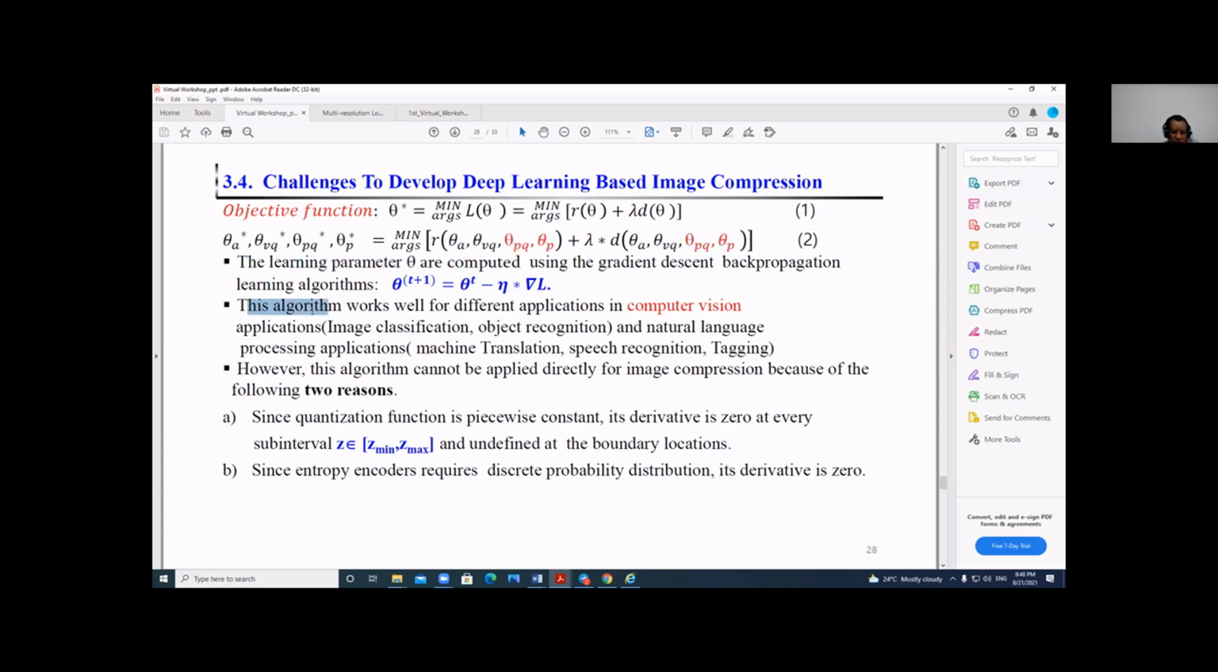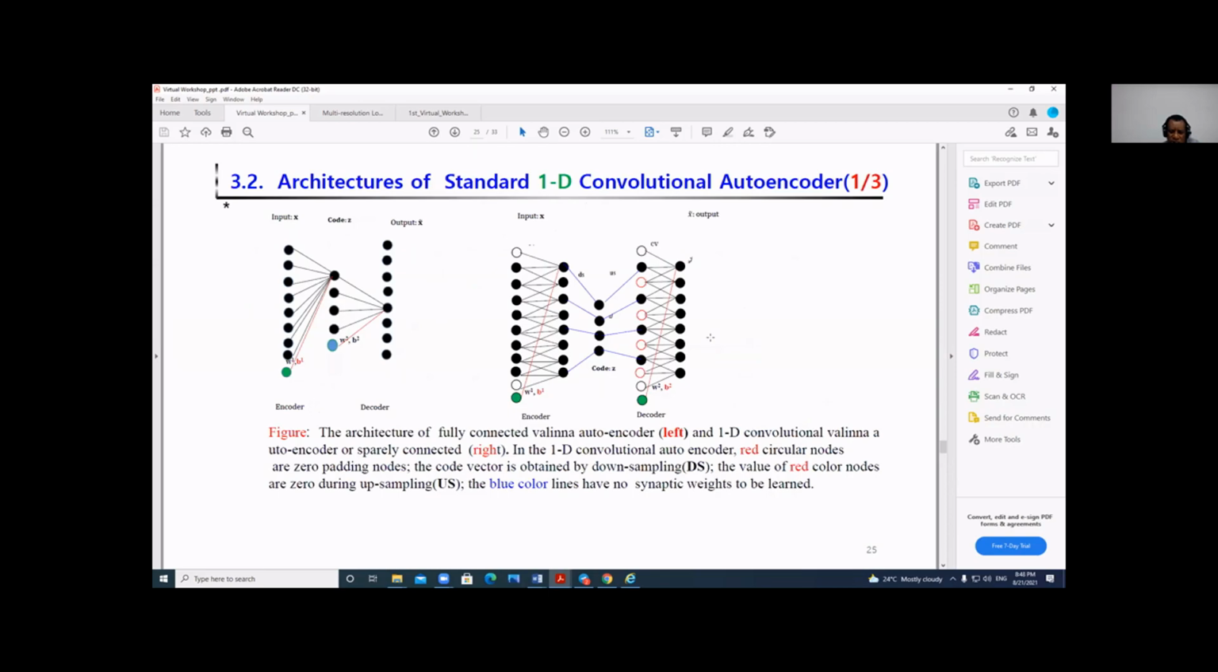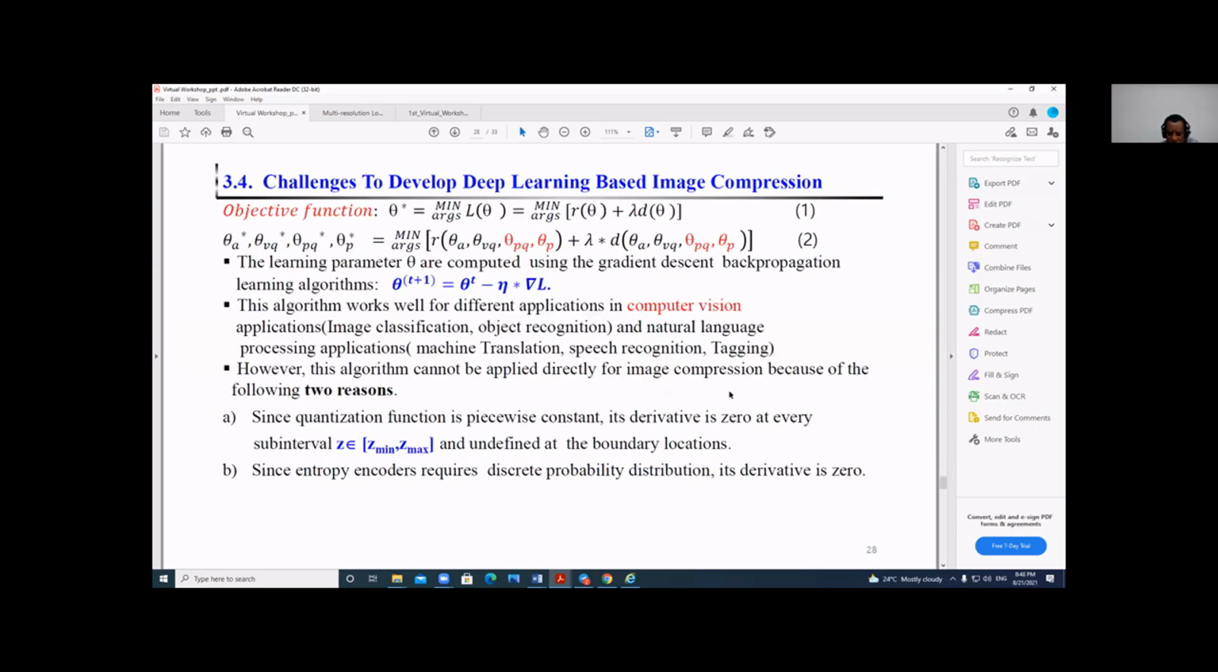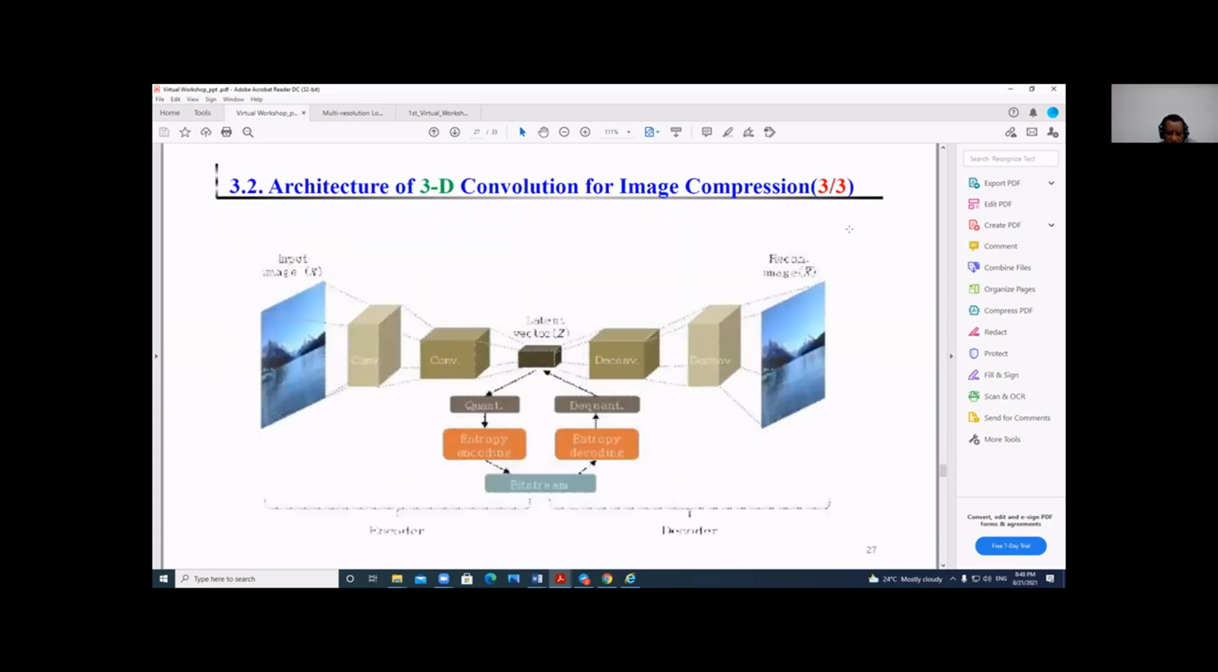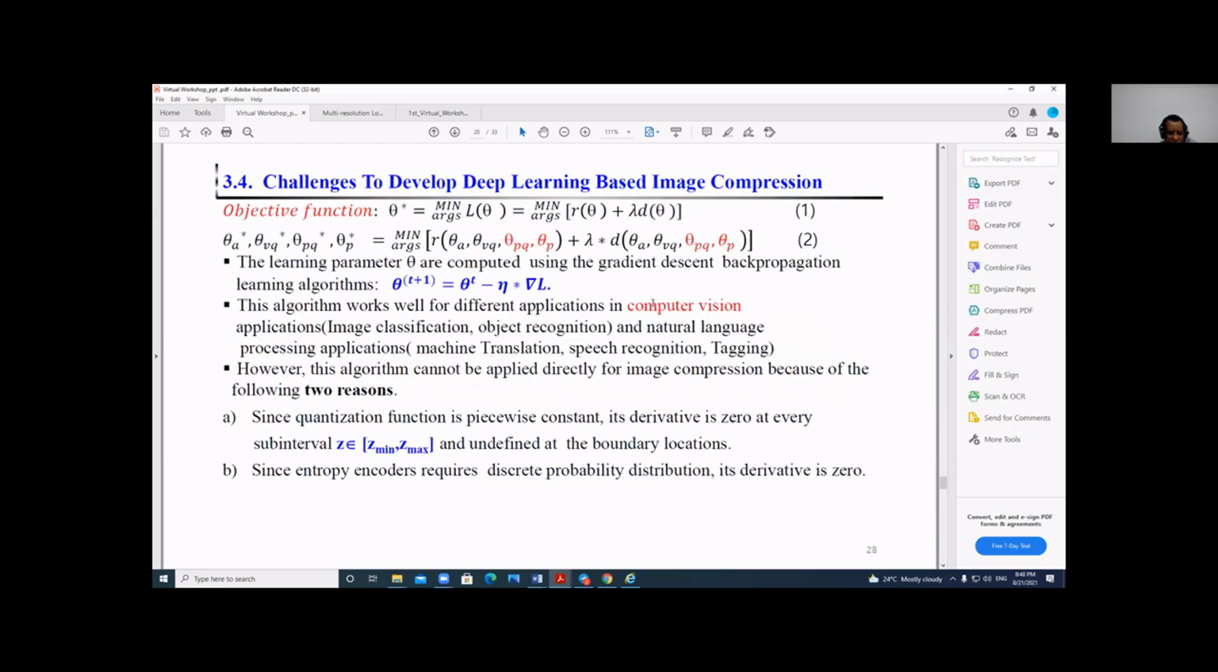Okay. That means both are piecewise constant functions. Therefore, the derivative is zero. Therefore, when we go back here, if we come back in the opposite direction, around here the value will be zero. That means the gradient will be zero. So we will have a gradient vanishing problem.